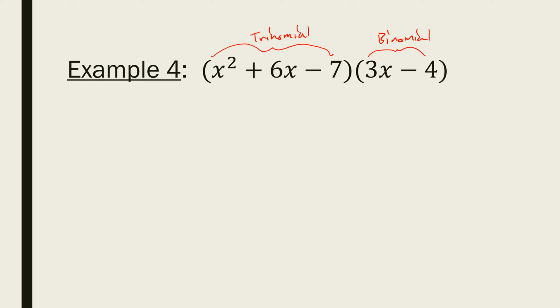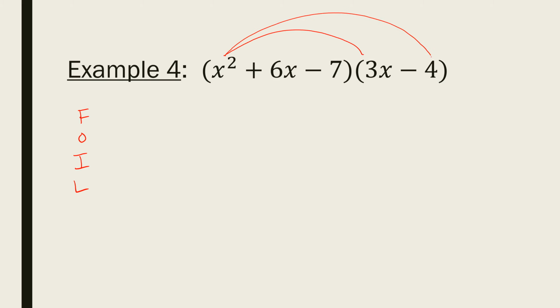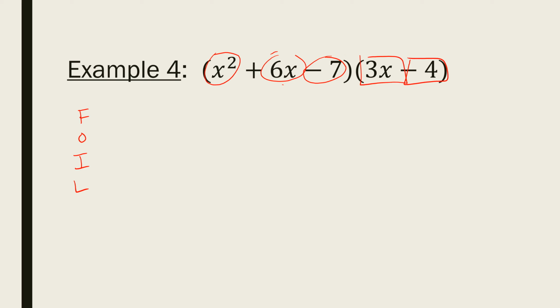So I can no longer use first, outer, inner, last, because look, if I do the firsts, okay, x squared times 3x, maybe I can do outers then, but what's inners? Is it the 6 or is it the 7? I'm confused. So what I need to remember is this general principle. I need to distribute each one of these terms into each one of these terms. So let me show you what that means. And again, if you use the rainbows, we'll be good to go.